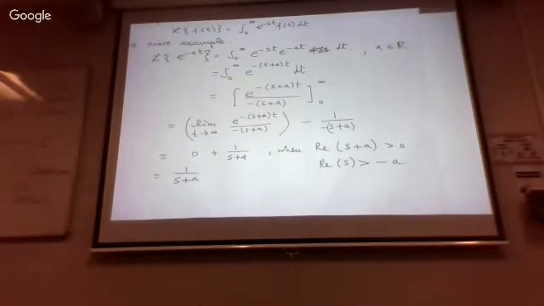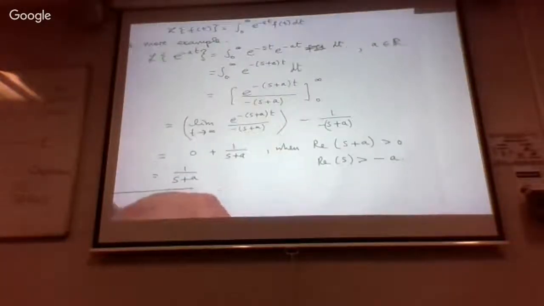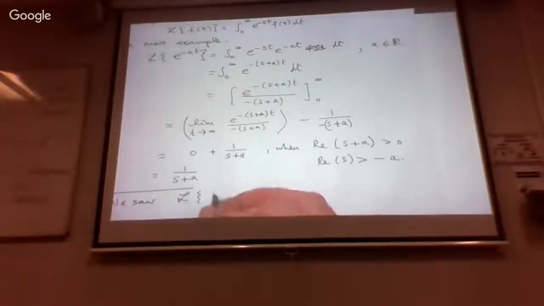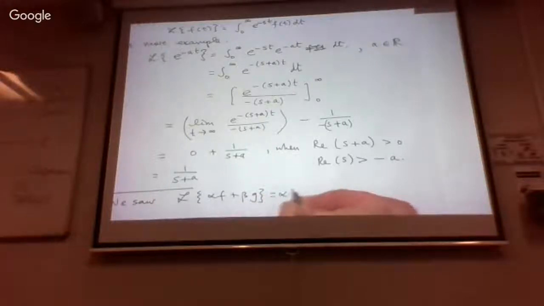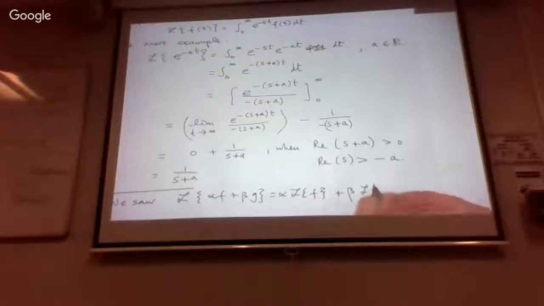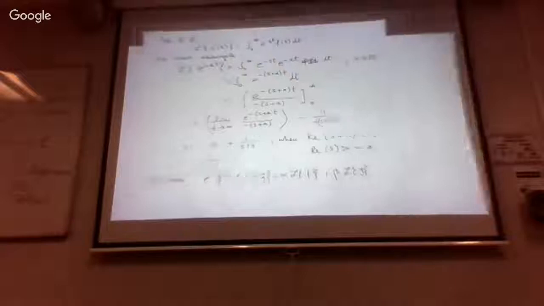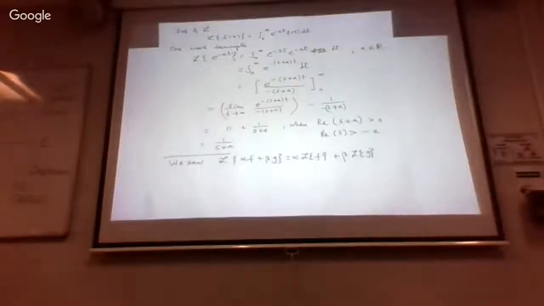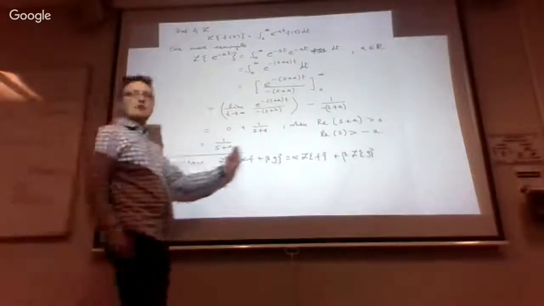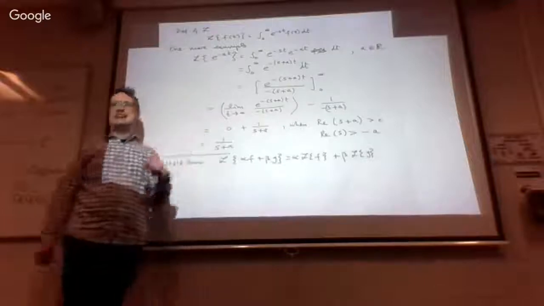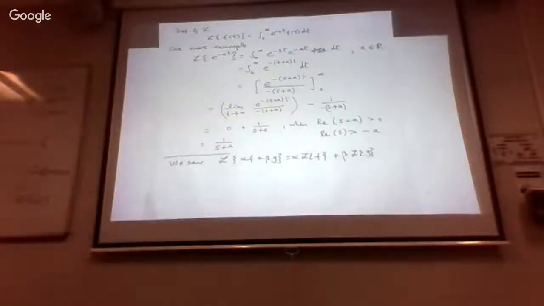So that's another example. We saw that the Laplace transform was linear. Alpha f plus beta g, if you take its transform, it's alpha times the Laplace transform of f plus beta times the Laplace transform of g. That's our first basic property, the first of our basic properties about the Laplace transform. It's a linear transformation. Extremely useful.